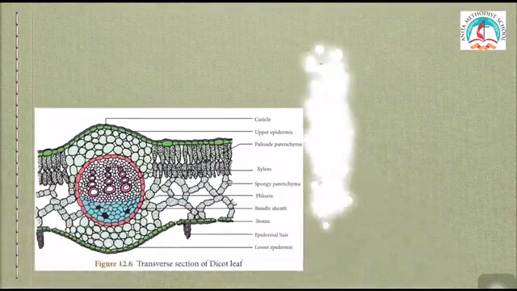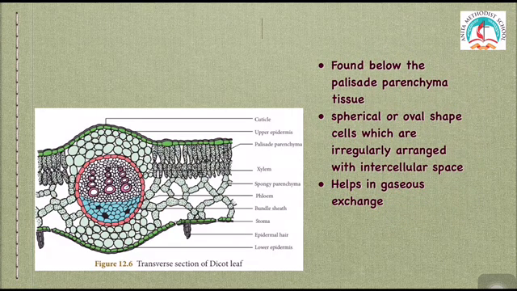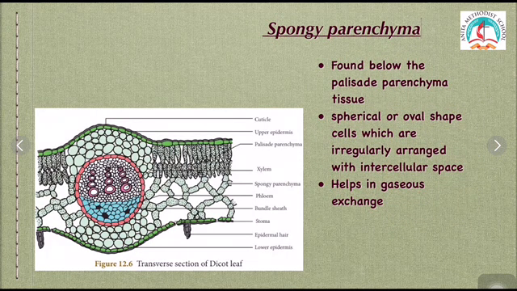The next structure in mesophyll is spongy parenchyma. Spongy parenchyma is found below the palisade parenchyma tissue. We see this is the palisade parenchyma, and below it these are all spongy parenchyma, which are spherical or oval shape, and they are irregularly arranged with intercellular spaces. You can see the spaces over here. This is a space and these are all spaces. It helps in gaseous exchange.